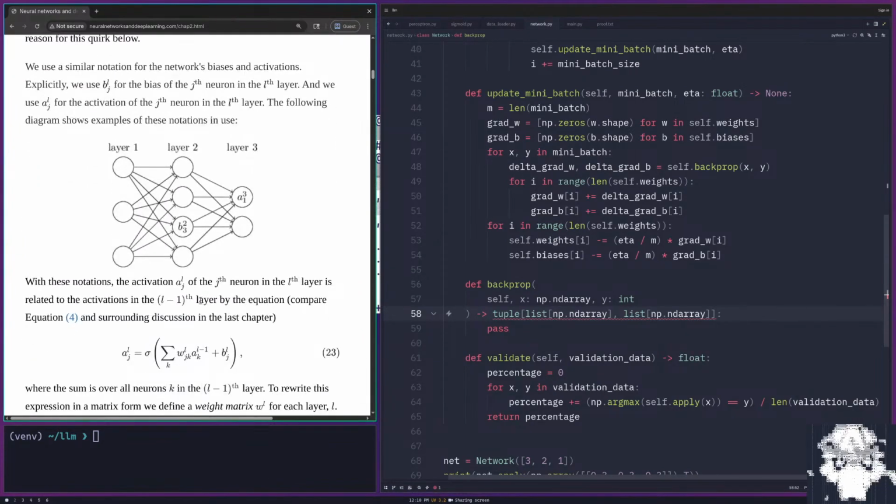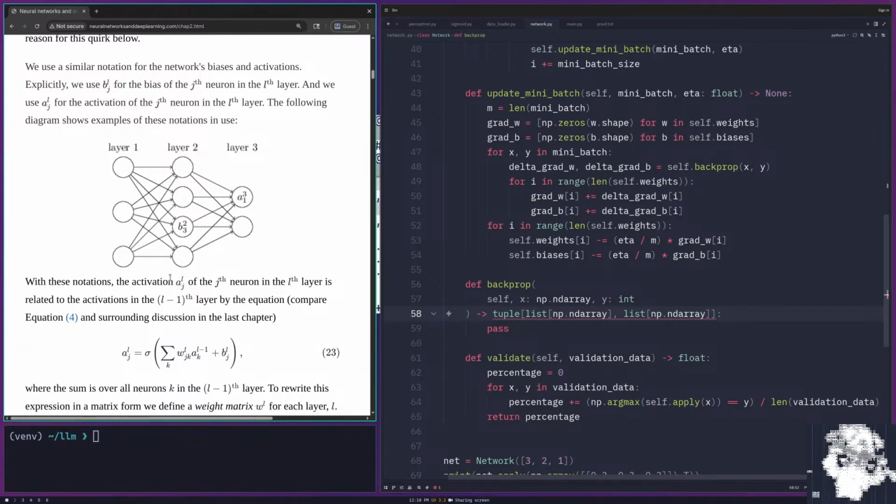We use a simpler notation for the network's biases and activations. Explicitly, we use B^L_J for the bias of the jth neuron in the Lth layer, and we use A^L_J for the activation of the jth neuron in the Lth layer. The following diagram shows examples of these notations in use. This is the activation of the first neuron in the 3rd layer. This is the bias of the 3rd neuron in the 2nd layer.